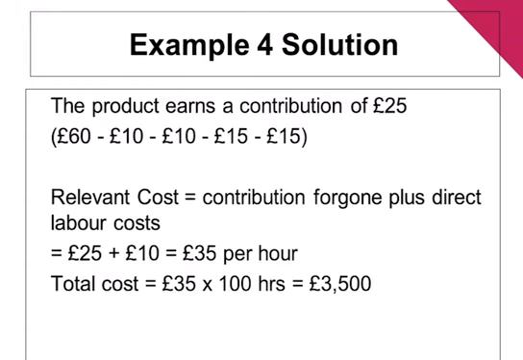Well, we know the product earns a contribution of £25. And like I said earlier, this is where it gets a bit strange: you calculate any contribution that you lose by not being able to make it, and any direct labour costs associated with that. So you lose the £25 of contribution plus the £10 in labour that it would have cost you. So it's actually £35 an hour, and we need 100 hours to make the product because it's 100 units, and so the actual cost is 3,500.